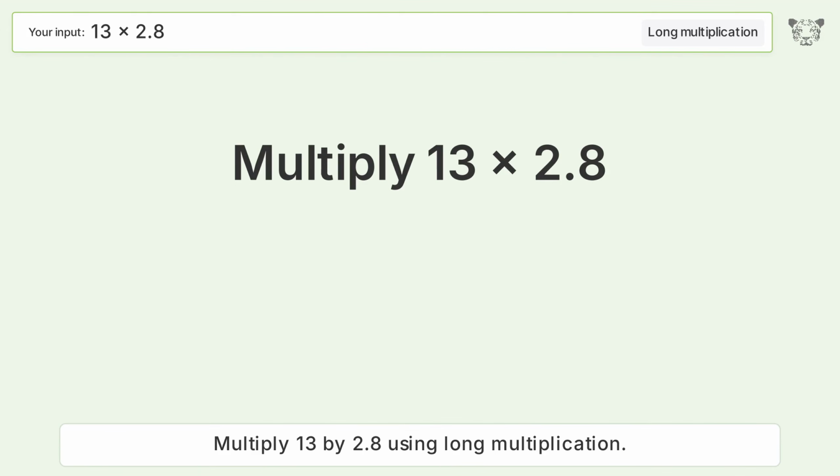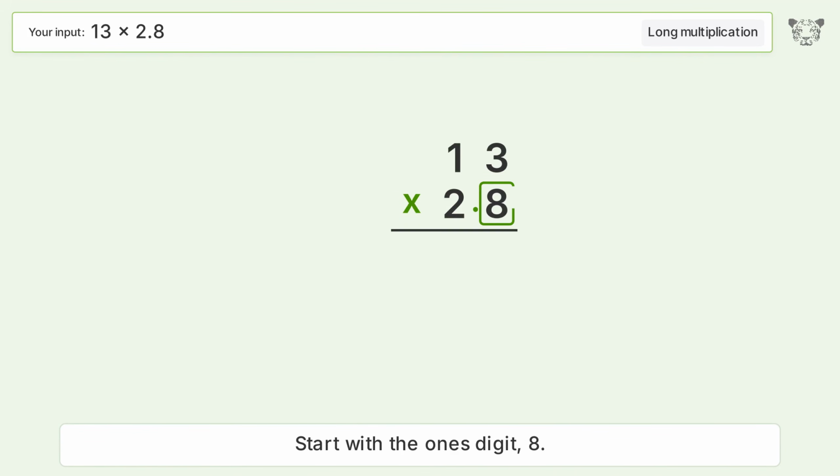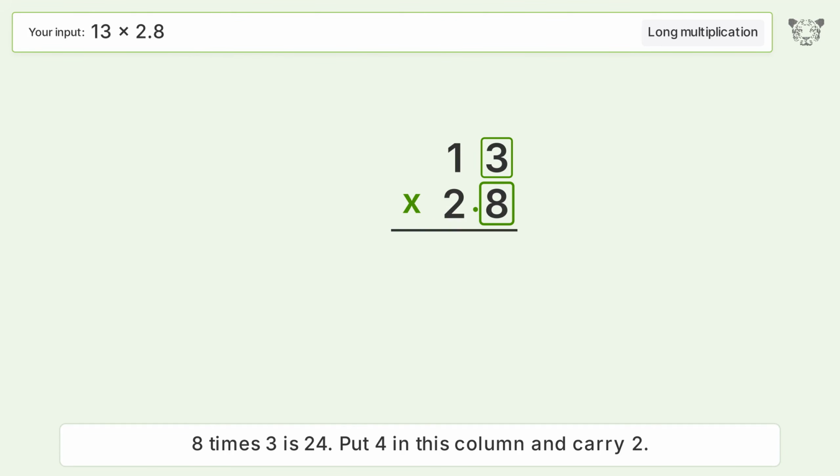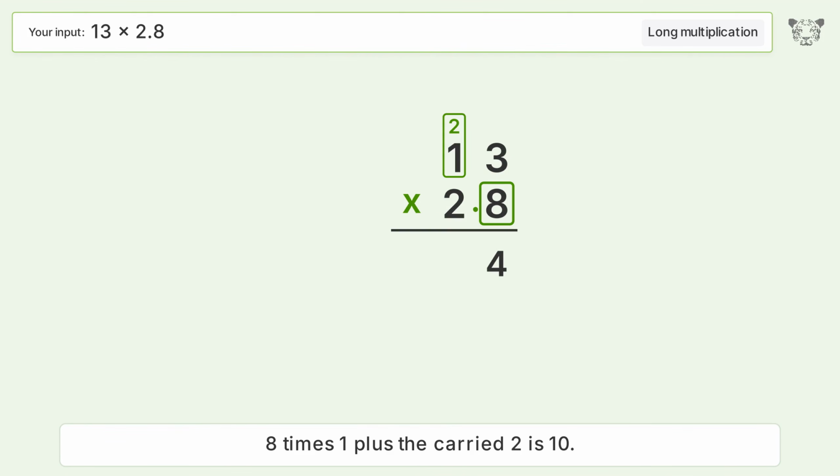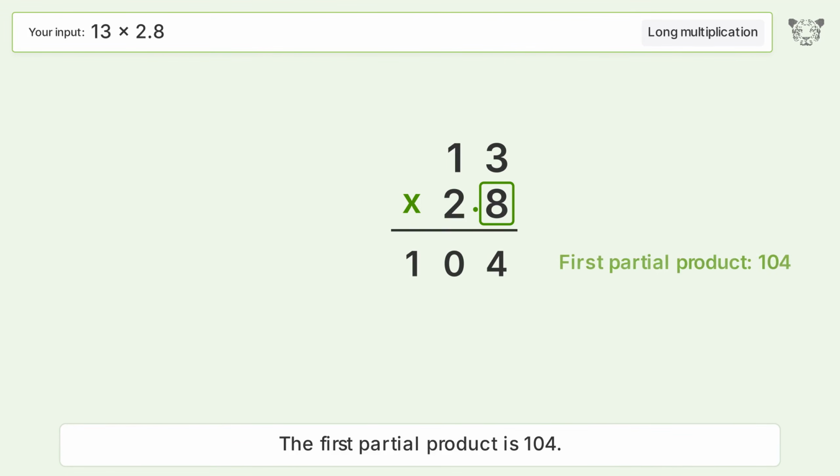Multiply 13 by 2.8 using long multiplication. Start with the ones digit, 8. 8 times 3 is 24. Put 4 in this column and carry 2. 8 times 1 plus the carried 2 is 10. The first partial product is 104.